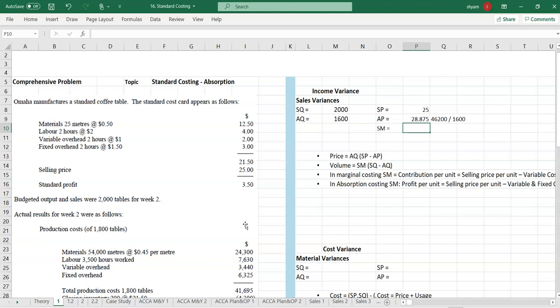And what about the SM, standard margin? Okay, the standard margin is 3.5. But how do we know that? See, the question here, you are working in terms of standard costing absorption. So I'll put it here also. So standard margin is going to be standard profit per unit. So that number is going to be this one, 3.5, right? So we have done till that.